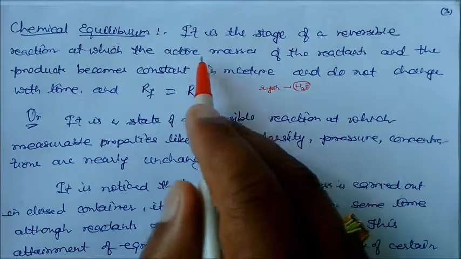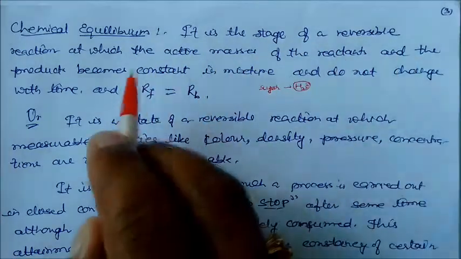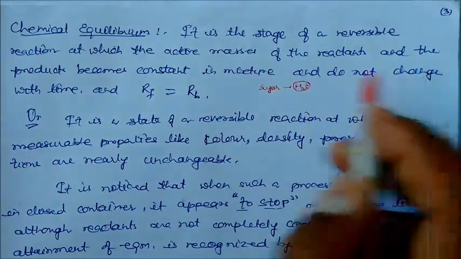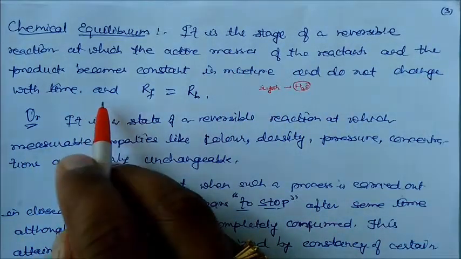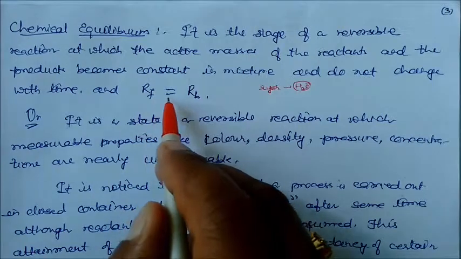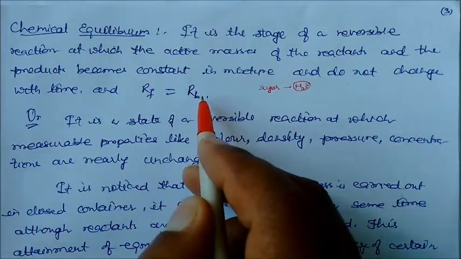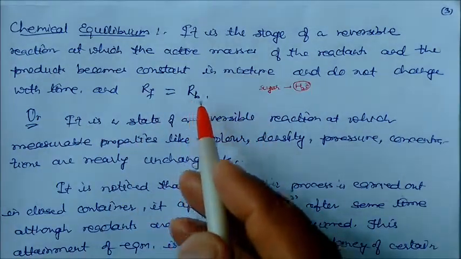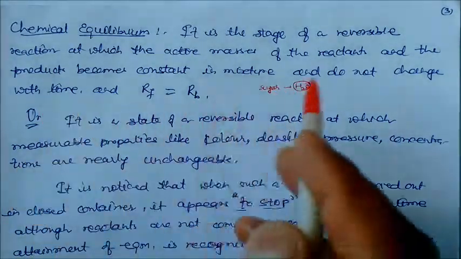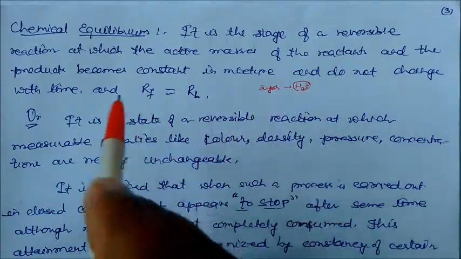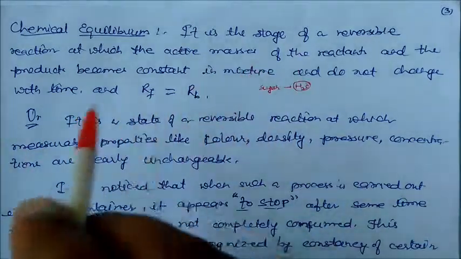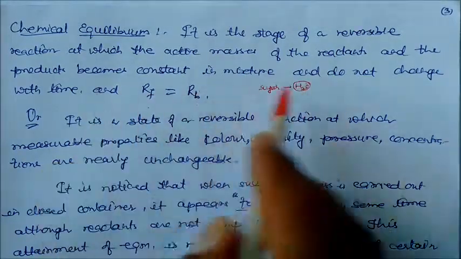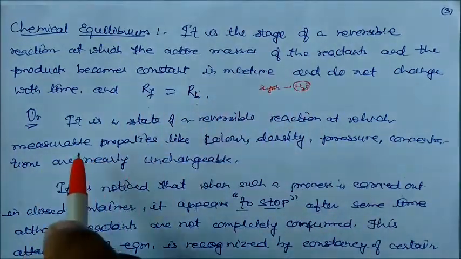In this way we can say the active mass of the reactant and product becomes constant in the mixture, and these active masses do not change with time. The second thing is that the rate of the forward reaction is equal to the rate of the backward reaction. These two reactions are going on simultaneously and their rates are equal. Rate means concentration per unit time. So both rates are equal to each other.